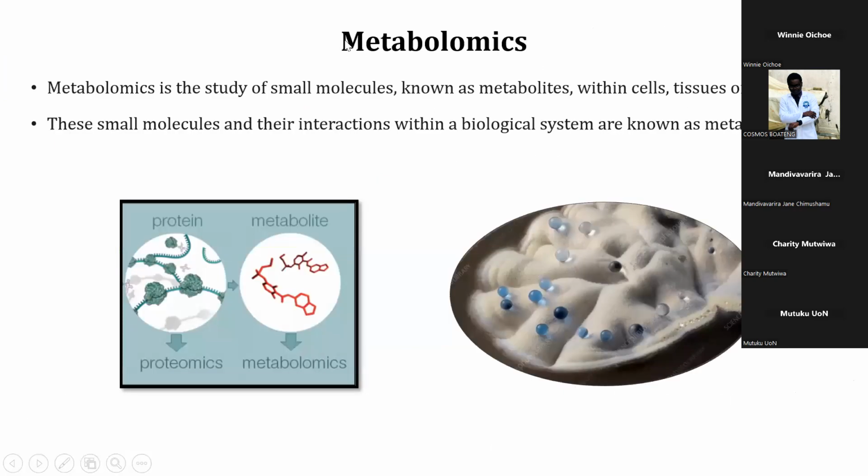Now coming to metabolomics. What is metabolomics? It is the study of the small molecules, which are known as metabolites, within the cells or the tissue or an organism. And these small molecules and their interaction within the biological system are known as the metabolome. So from protein we get the word proteomics, and the study of metabolites is known as metabolomics.